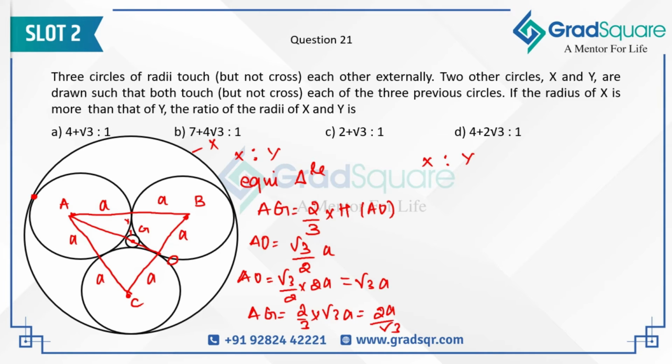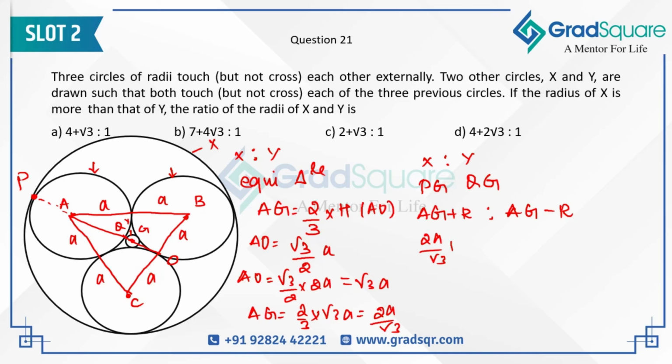Now from point P to point G is the radius of the larger circle, that is PG. And let me take this as Q, this point Q. So QG will be the radius of the smaller circle. Now what is PG? AG plus the radius of the circle, and this is going to be AG minus a, because x radii must be greater than the radius of y circle. So AG is what?